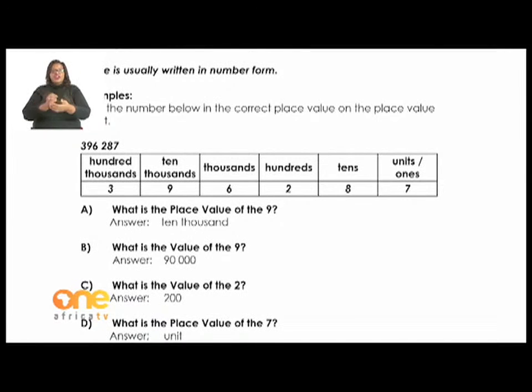Our number is 396,287. Are we together, my friend? Yes, we are together. Now let's see. Here we need to fill in each digit in the place value chart. In our place value chart, we usually start from the smallest place value, which is our units or ones, tens, hundreds, thousands, 10,000s, and 100,000s.